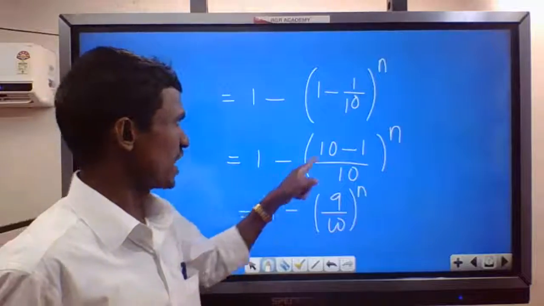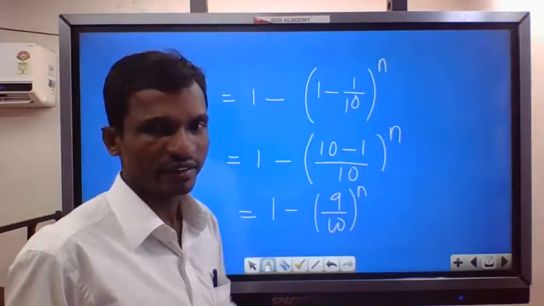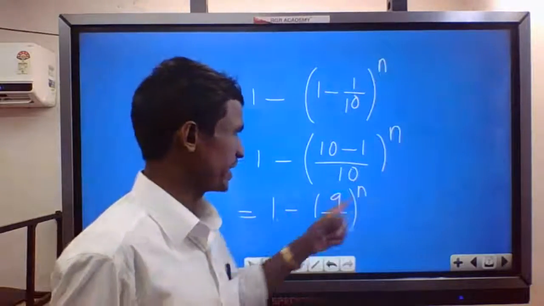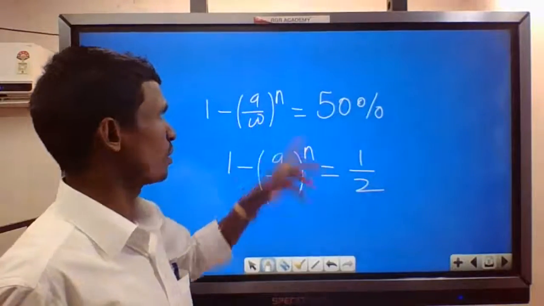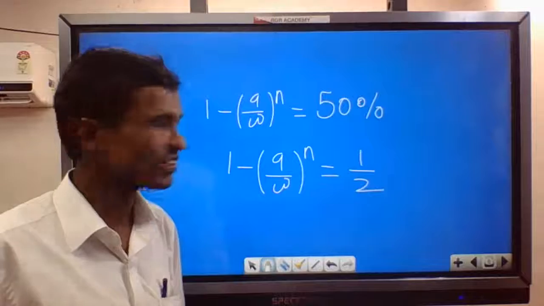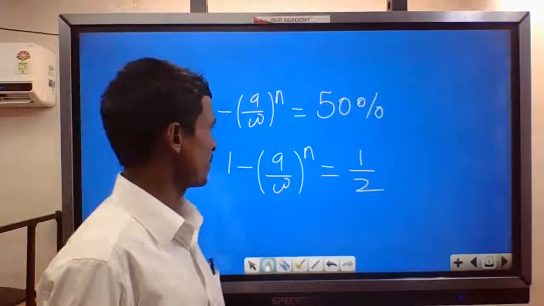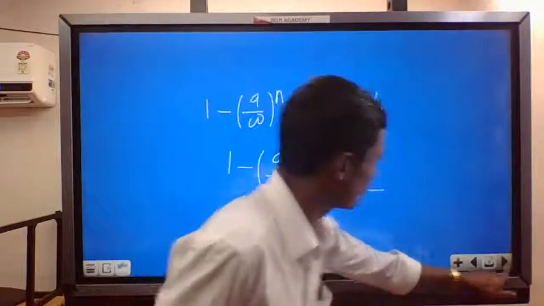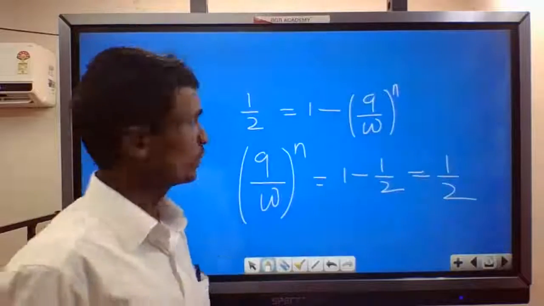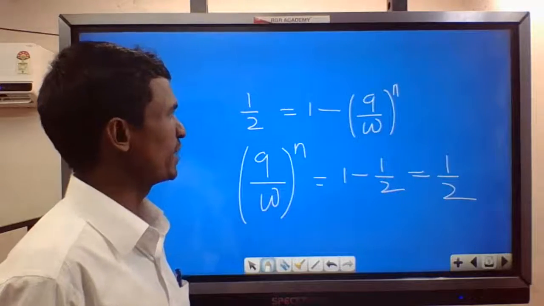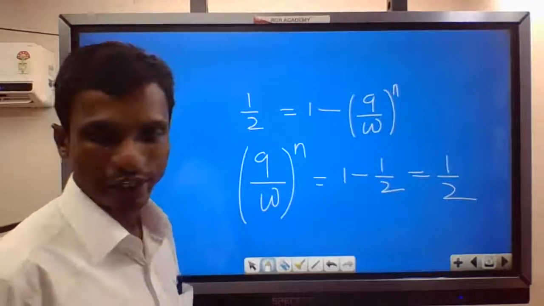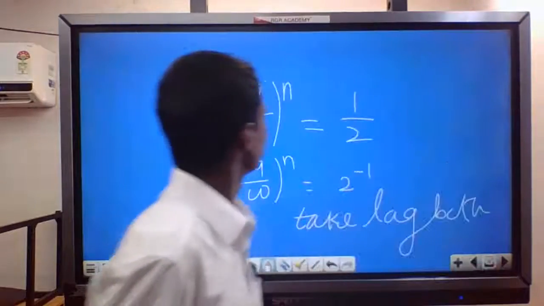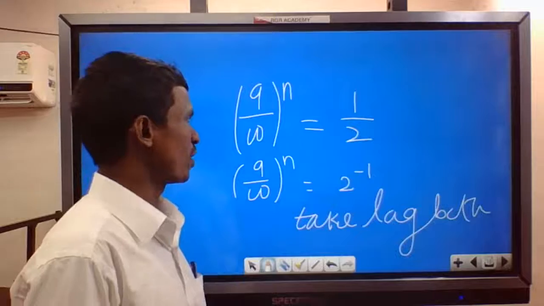So 1 minus (1 minus 1/10)^n, that is 1 minus (9/10)^n, equal to 50%. So 1 minus (9/10)^n equal to 1/2. Then (9/10)^n equal to 1 minus 1/2, equal to 1/2. So (9/10)^n equal to 1/2.